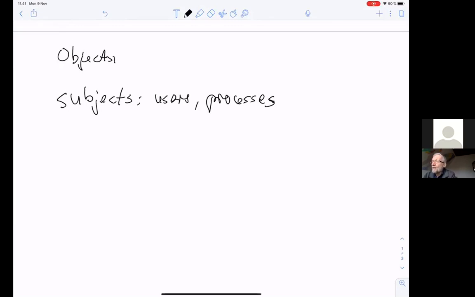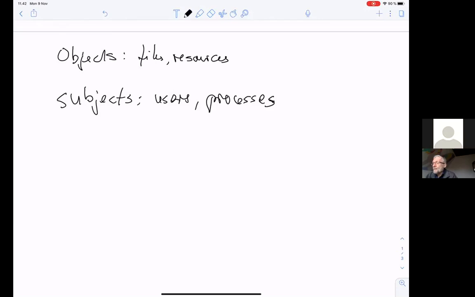Whereas objects are, well, as the word says, things that do not by themselves take any action. So objects will be files, for instance, and maybe other resources in my system. So basically things that don't take any initiative by themselves, they just sit there, and whenever they are asked to do something, they will respond. So I can write to a file, I can read from a file, I can send stuff to the printer and get stuff out. These would typically be objects.